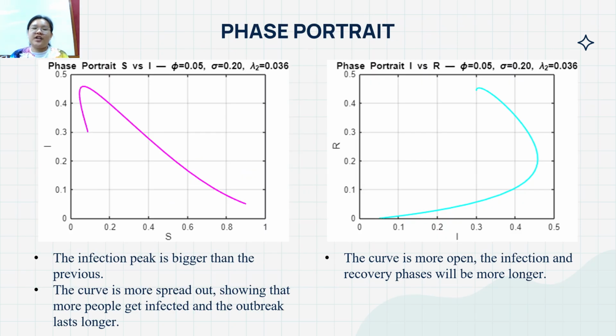And for the phase portrait, the infection curve is more open and spread out. This means the infection and recovery stages last long, the peak number of infected is higher, and the outbreak is more prolonged. It visually supports the idea of an uncontrolled growing epidemic.